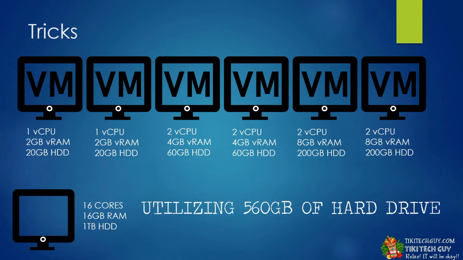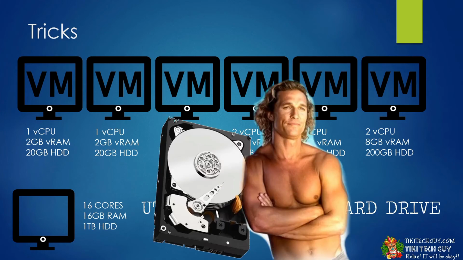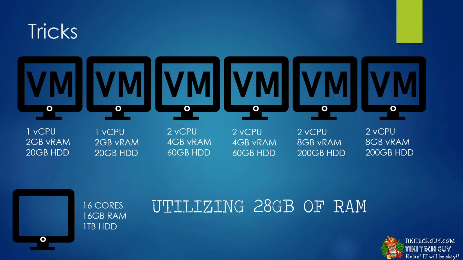That's fine. Now let's get into hard drive. You've got a terabyte hard drive. Add these all up real quick. They're all 560 gig of hard drive space. You're fine. You're absolutely fine. You can install them all in there. You're good to go. Your hard drive is like, all right.